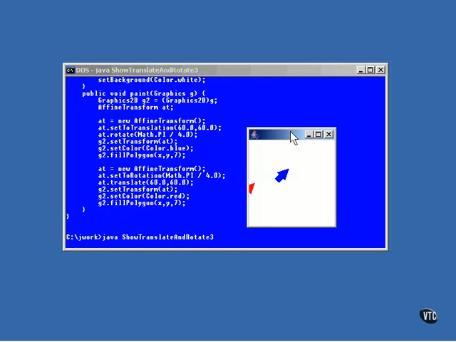Now the blue object was first rotated in place while it was still at the origin in the upper left-hand corner, and then, after it had been rotated about its center, it was translated to its position in the middle of the window. On the other hand, the red object was first translated to the location out in the window, and then it was rotated around the origin.